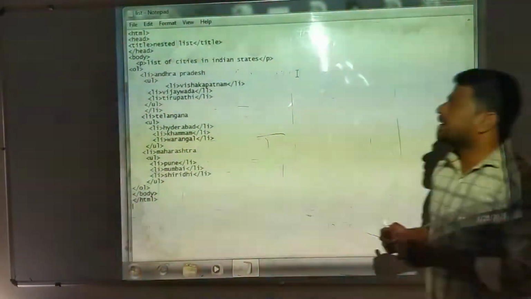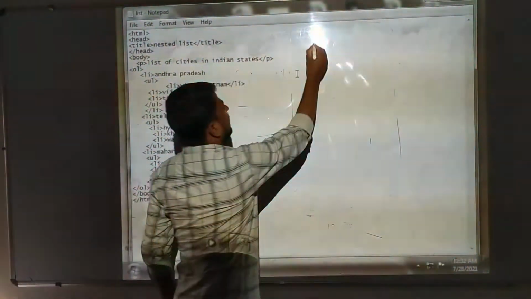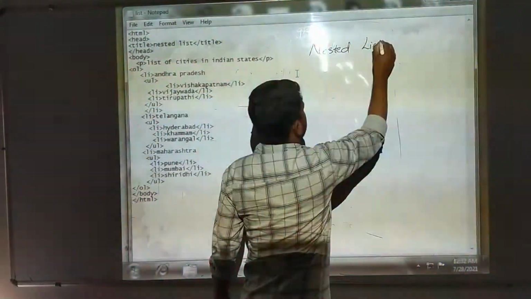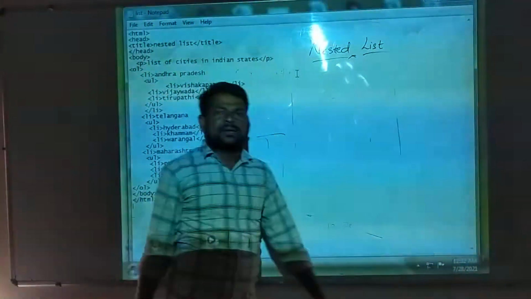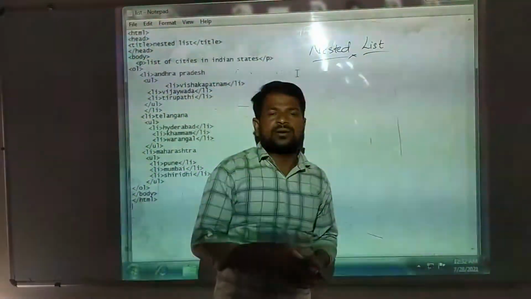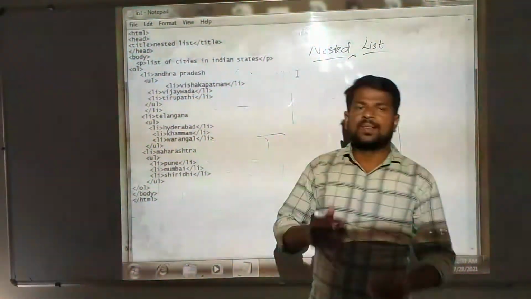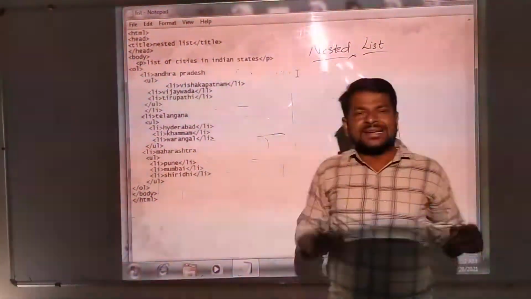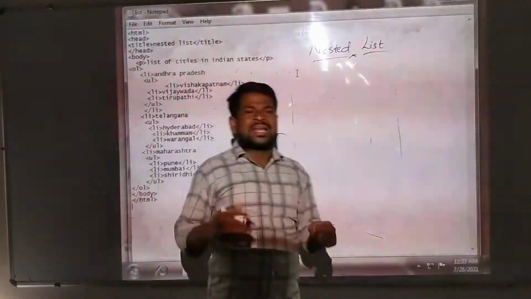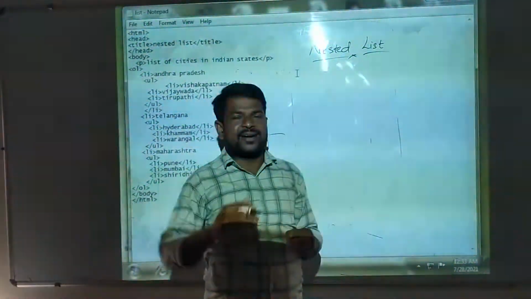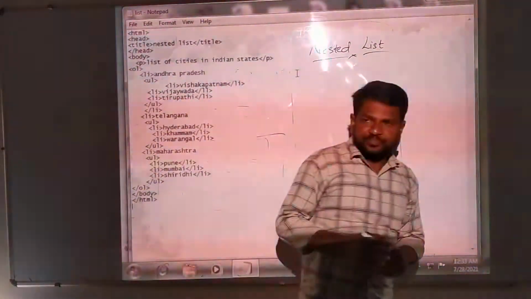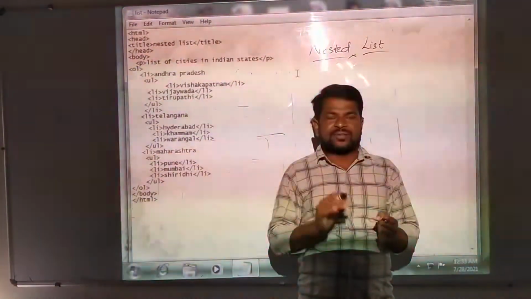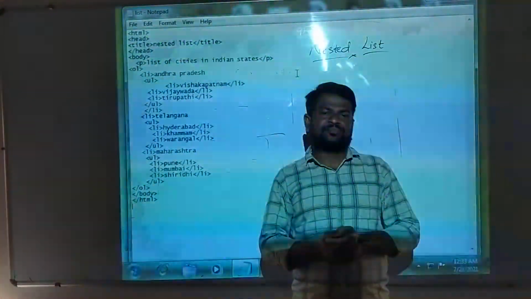Today we are going to learn about nested list. So in the previous class we learned about ordered list, unordered list and description list. Here, nested list means what? A list is added within another list. Or else we can say an unordered list is added within an ordered list.